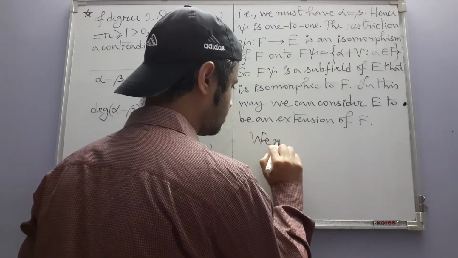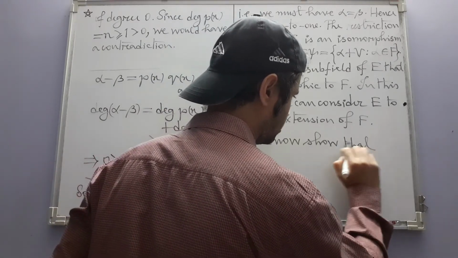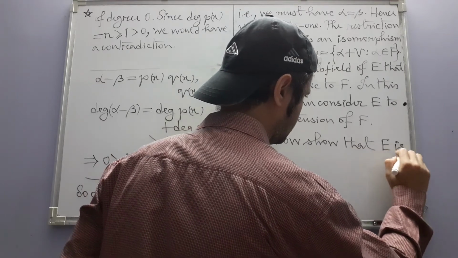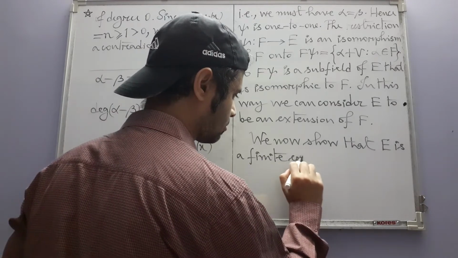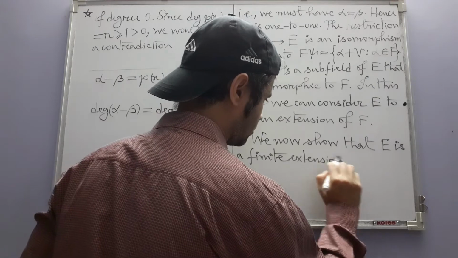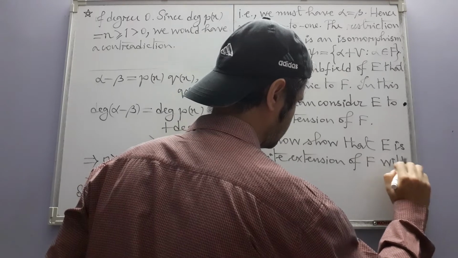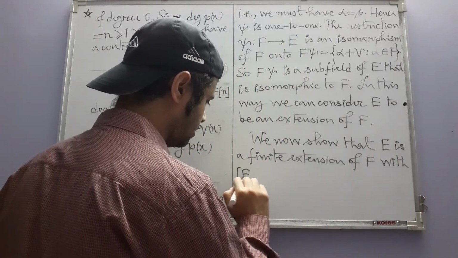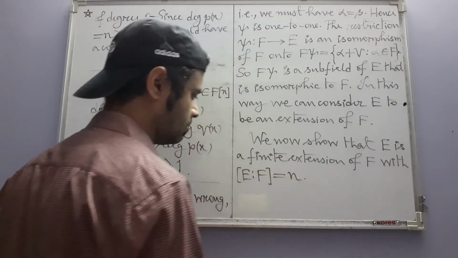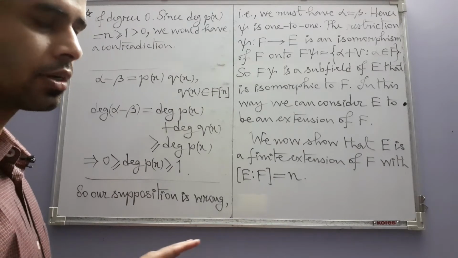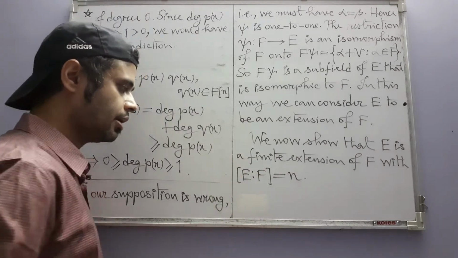We now show that E is a finite extension of F with the degree of E over F equal to n. Let us also recall what degree really means.